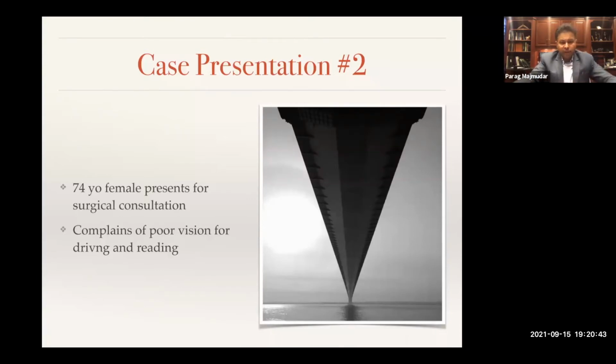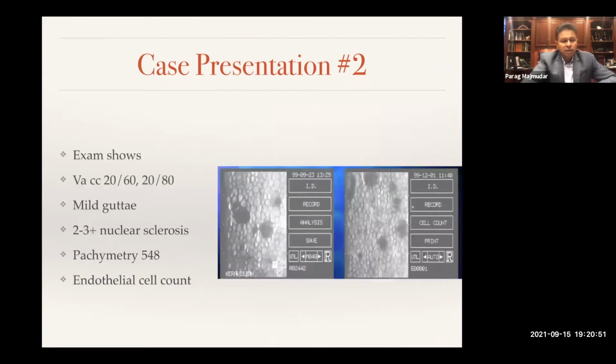This is another patient who is 74 years old, and she was the one who recently came to me about 3 weeks ago, complaining of poor vision, driving, reading. You look at her exam, she has vision of 20/60 and 20/80. She has mild guttae, as you can see on the specular. But overall, the cell count isn't too bad. You can see there's not a significant amount of polymegathism here. It looks overall okay. Her central pachy is 548, but she does have significant lens changes.